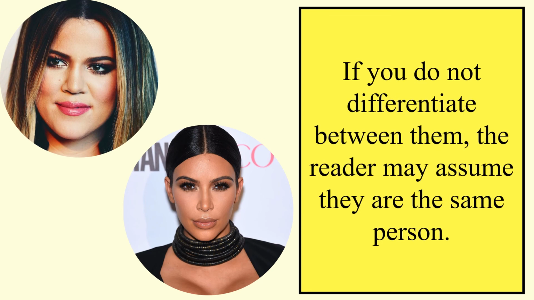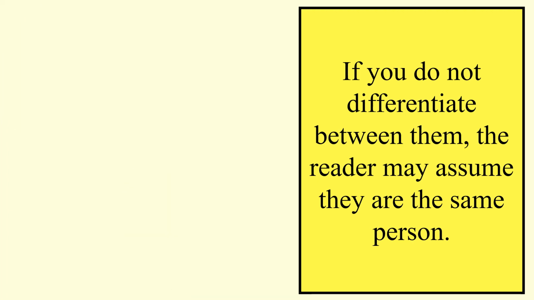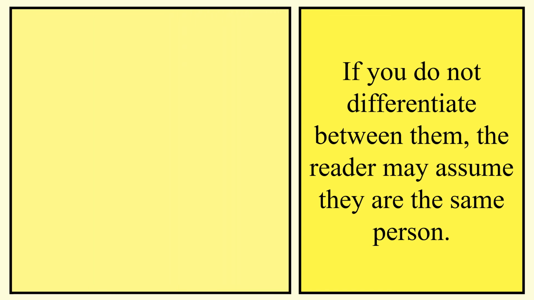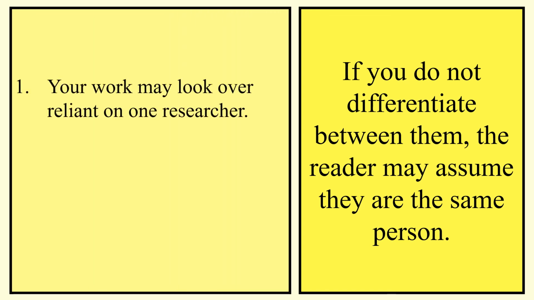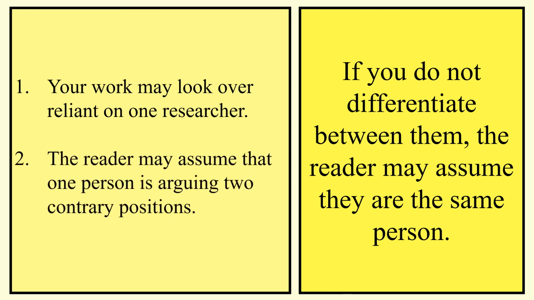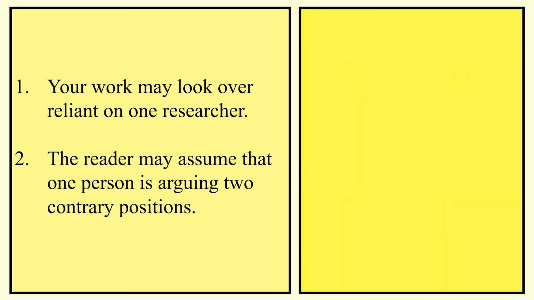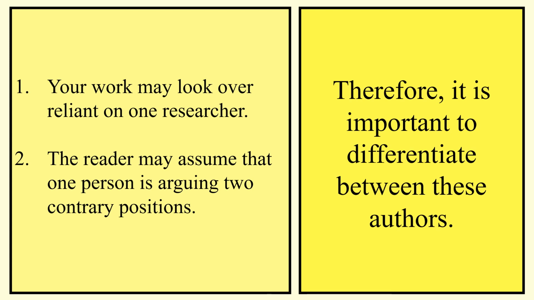If you do not differentiate between them, the reader may assume, based on the surname, that the researchers are the same person. This is problematic for two key reasons. First, your work may look over-reliant on one researcher, which could suggest a potential bias in your research strategy. Second, the reader may assume that one person is arguing two contrary positions should the two authors hold contrary positions. Therefore, it is important to differentiate between these authors.